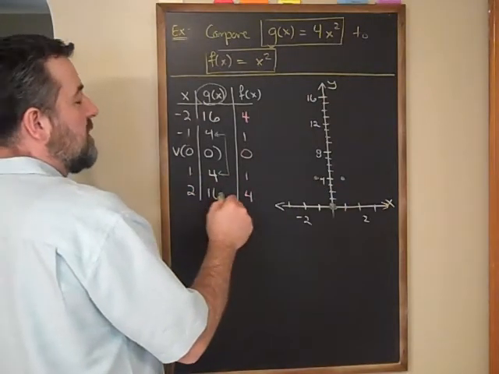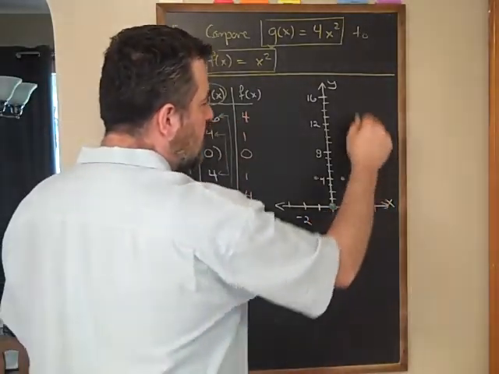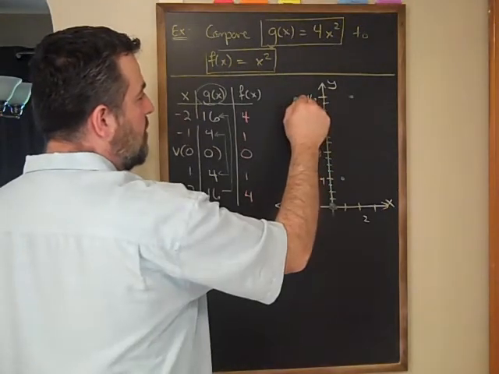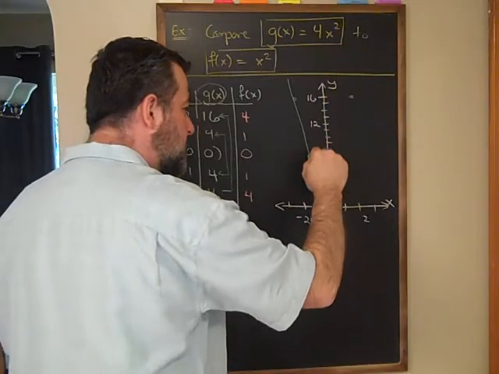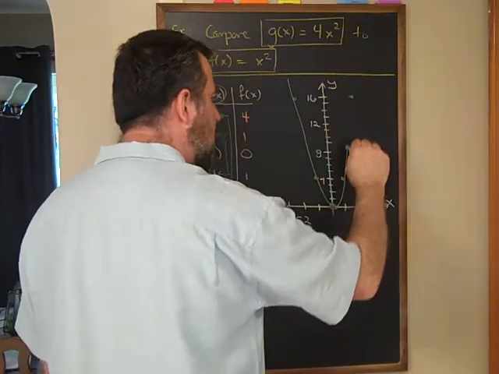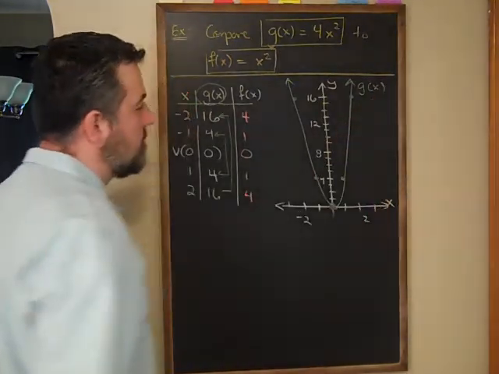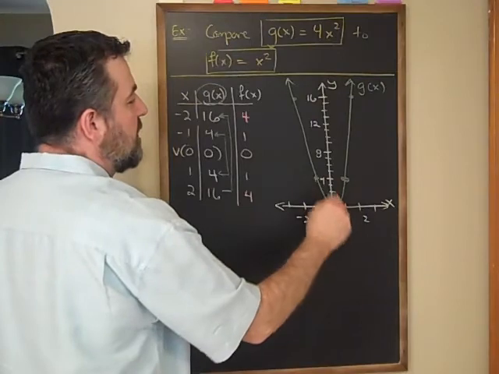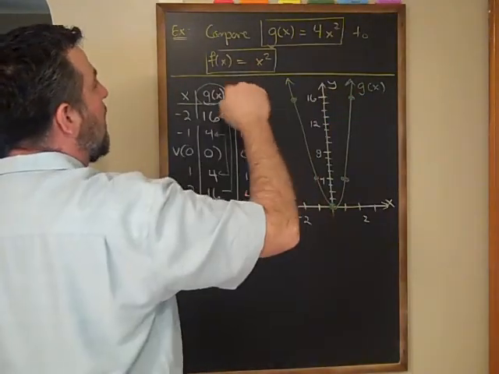2 to the right, 16 up, I'm going to graph at the same time I graph that. 2 to the right, 16 up, 2 to the left, 16 up. So right there. And right here is a sketch of that function g of x. Right there.